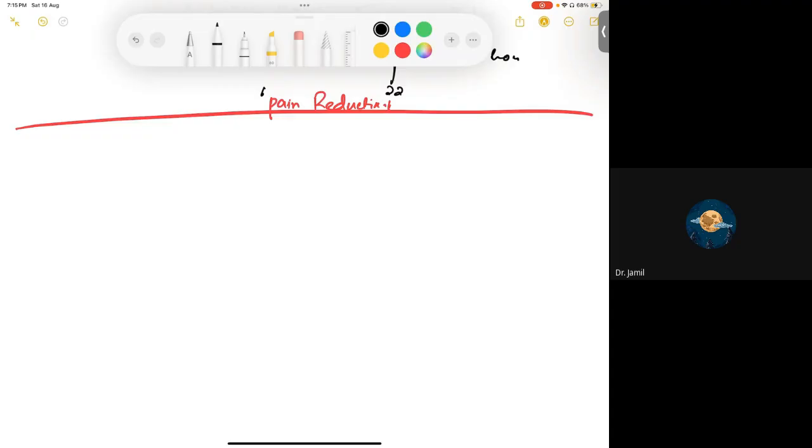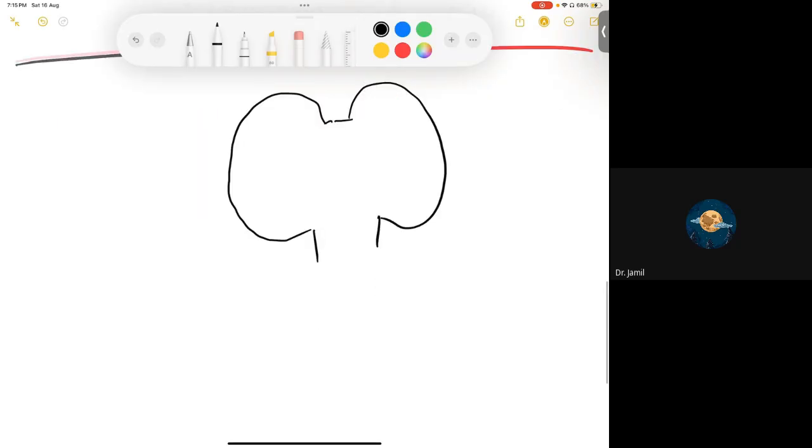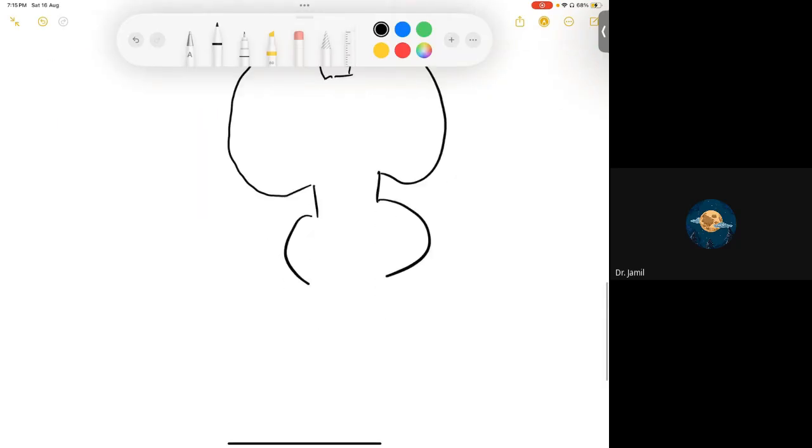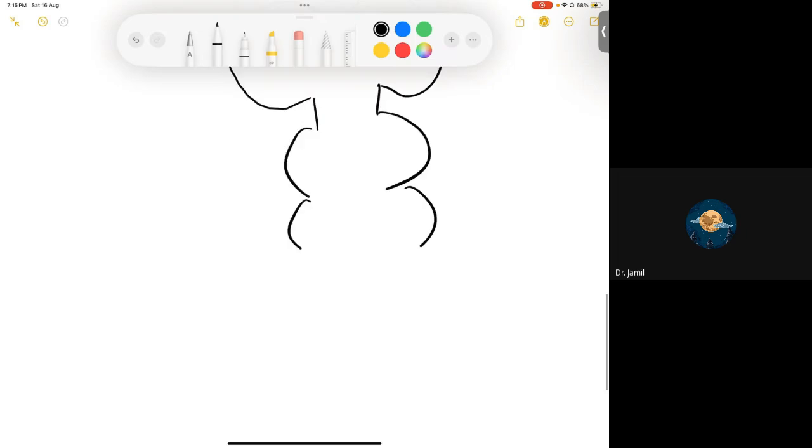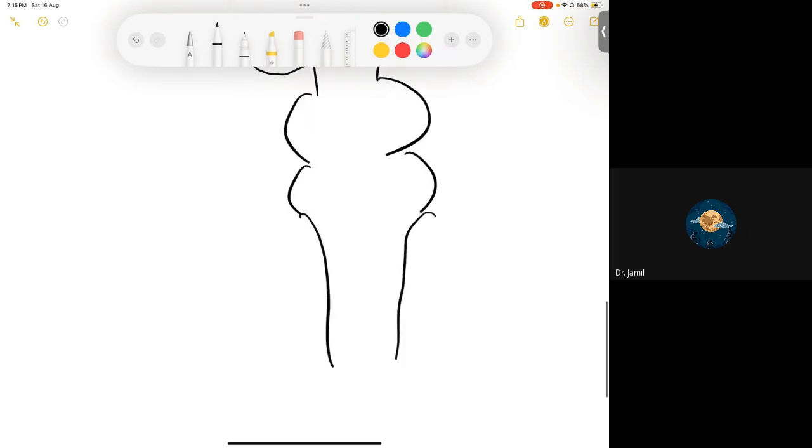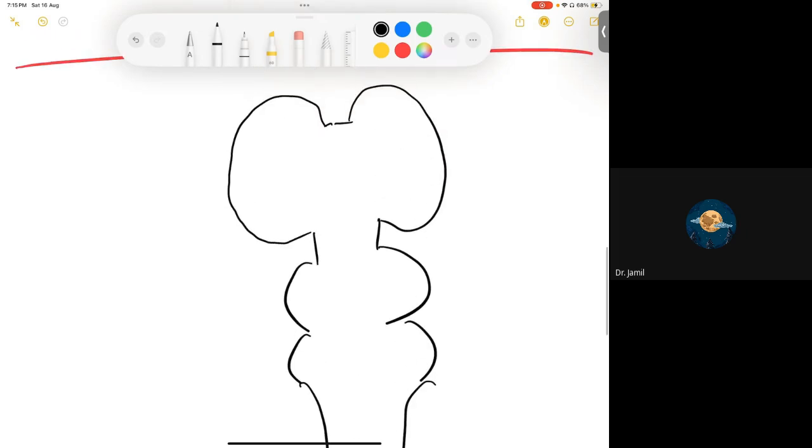So let me just draw the brain. Okay, these are your cerebral hemispheres. Your midbrain, then you have your pons, your medulla, and down here you have your spinal cord, right? So remember, here the thalamus is going to lie. Remember, inside our brain we have some hollow structures which are called ventricles. We are going to discuss that in detail, right?